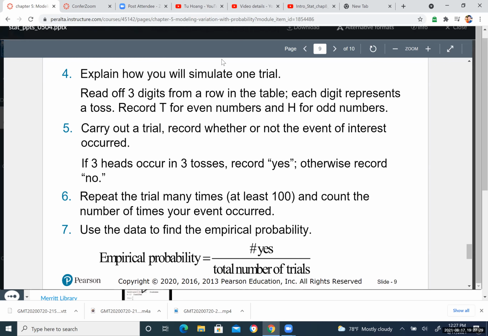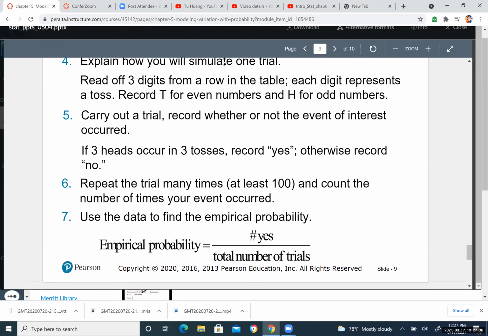That's it. As you look at all the way to number 7, the formula to find the empirical probability is, depending on the example that you record and observe, the number of yes. The number of yes in this case is the number of successes, or the number the question asked about, divided by the total number of trials.